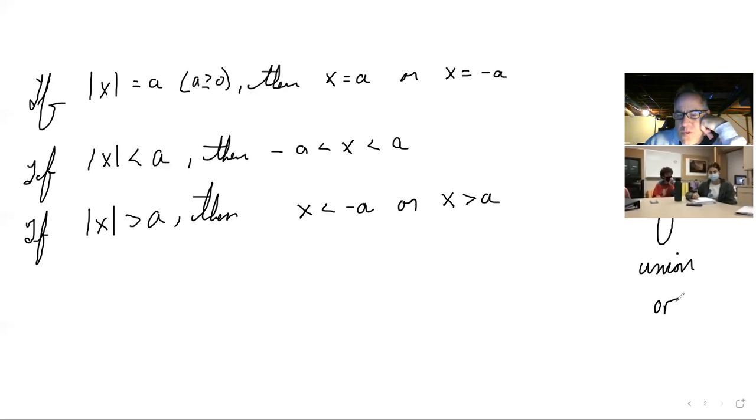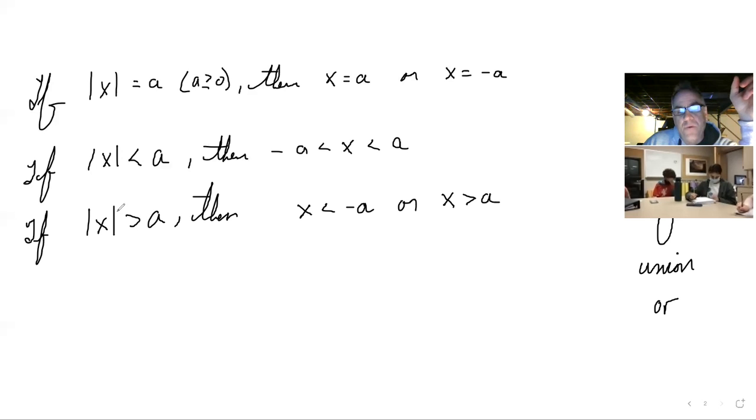So you won't type the word "or", you're going to type this union, the U. It's a U. And so you'll see it right on the toolbar. Okay. Let's do a quick example.